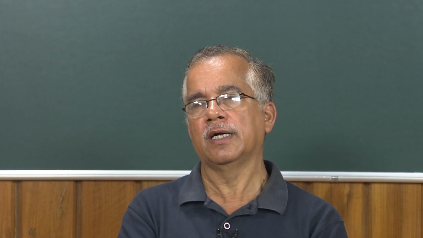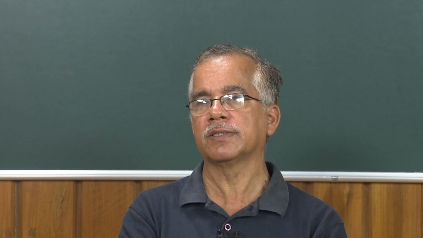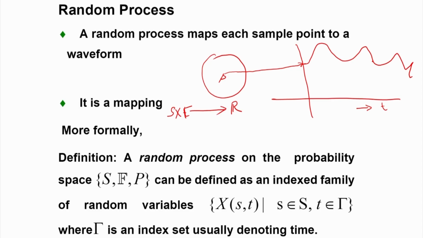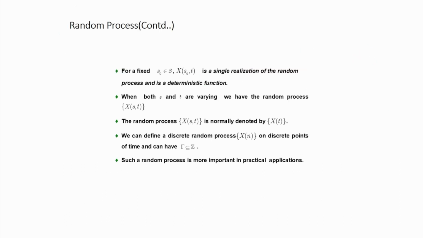For example, an image can be considered as a random process defined on the Cartesian product of the sample space and the image plane. So, that way we define the random process.